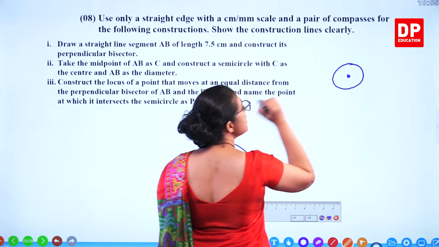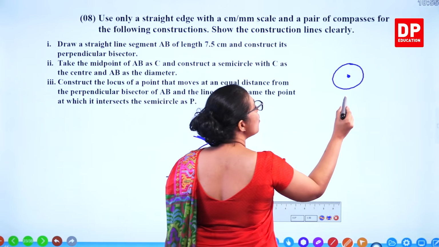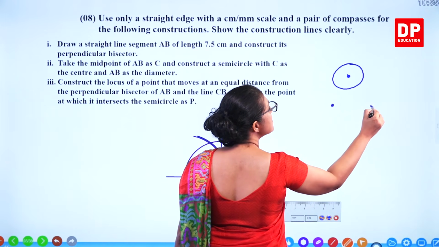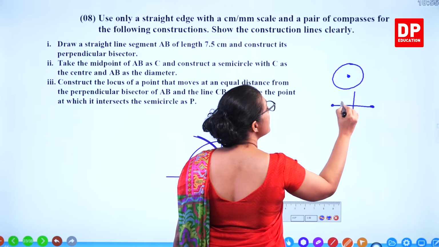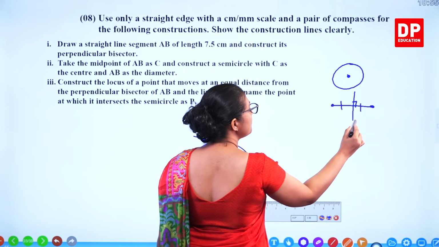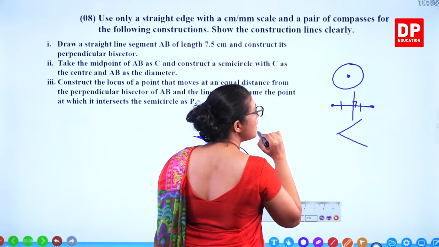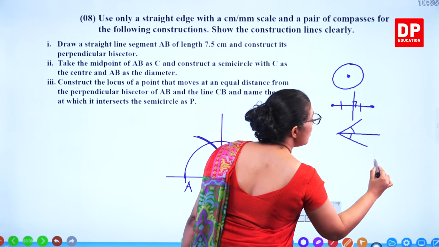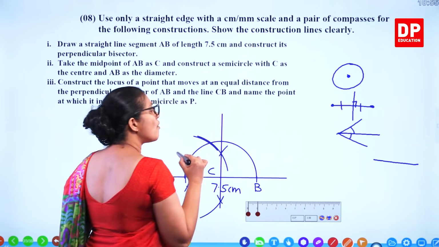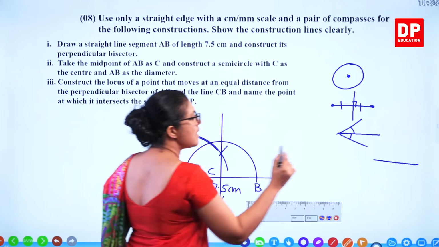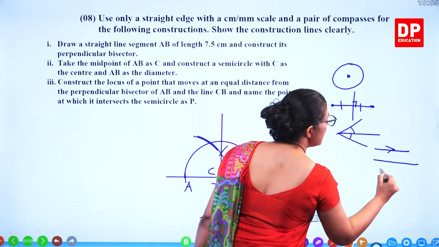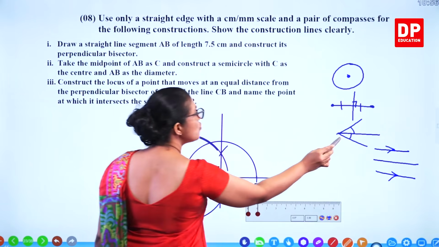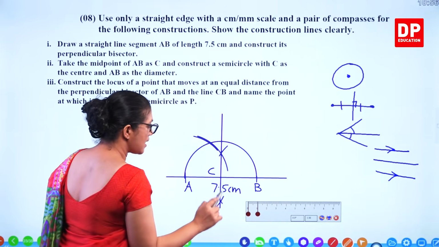Locus of a point is a circle. Locus of 2 points is the perpendicular bisector. Locus of 2 lines is the angle bisector. And then locus of equidistance to a line is 2 parallel lines. So you need to do this one, angle bisector.